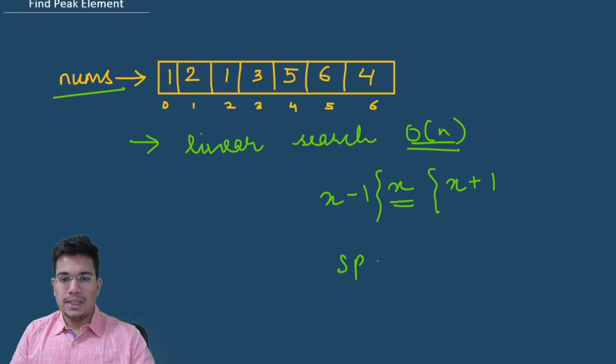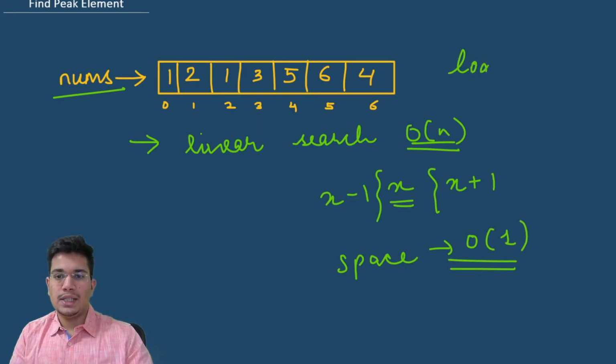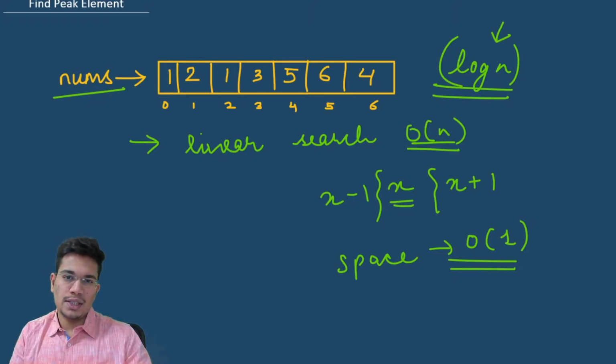And to talk about the space, here we are not using any extra container or any extra variable, so the space is going to be constant in this case. So this was the brute force naive approach. But they've mentioned in the question that we need to think of something along the lines of a logarithmic approach. And we know that the logarithmic factor only comes from something like a binary search or ternary search. So let's try to think over that as the more optimized approach.